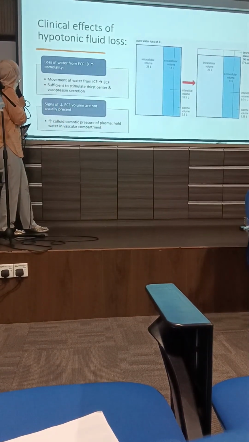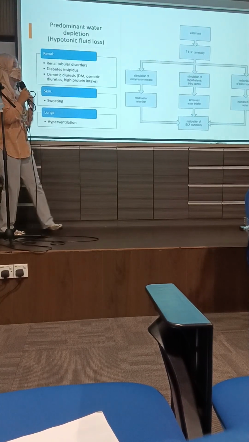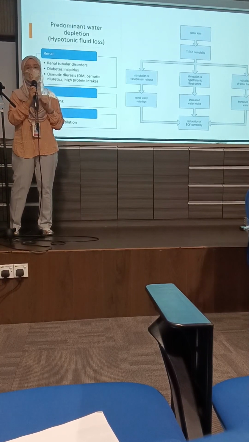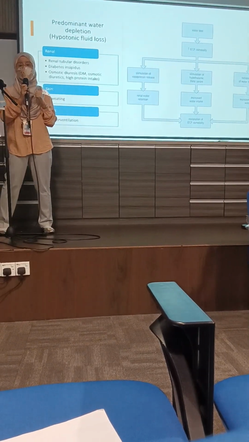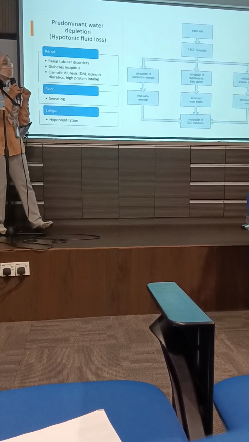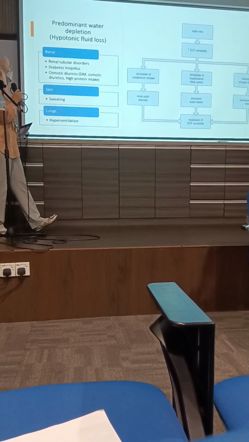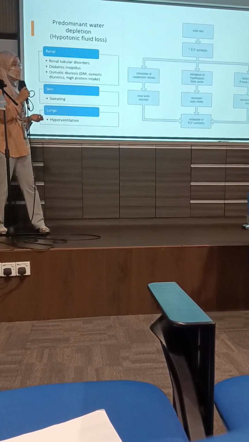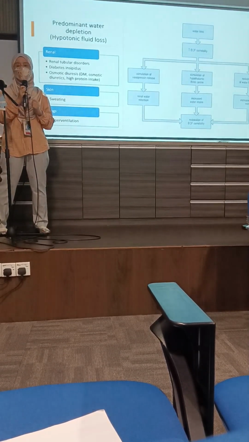Okay, so what are the causes of hypotonic fluid loss? You lose from renal or extrarenal. Okay, renal means in the urine. So causes are renal tubular disorders, diabetes insipidus, osmotic diuresis. Osmotic diuresis is for example diabetes mellitus or a patient on mannitol.